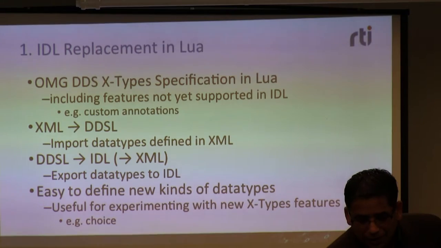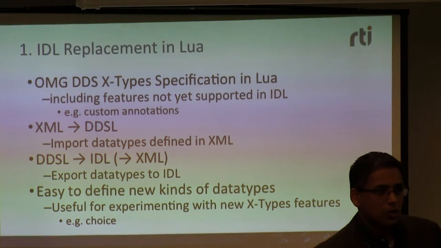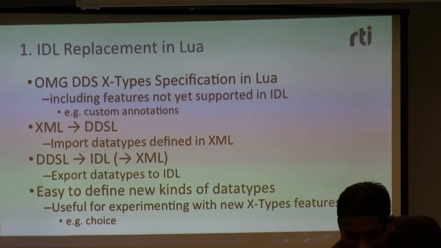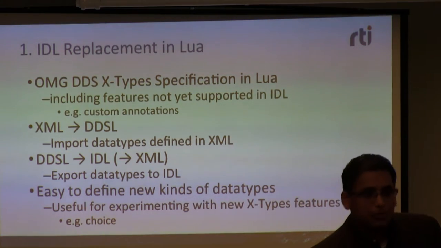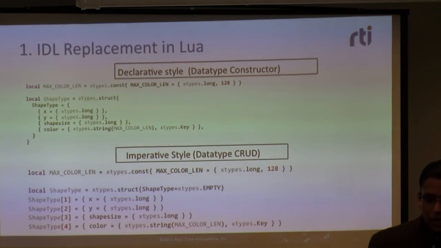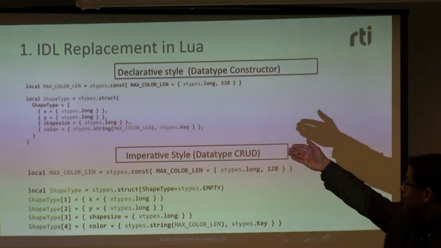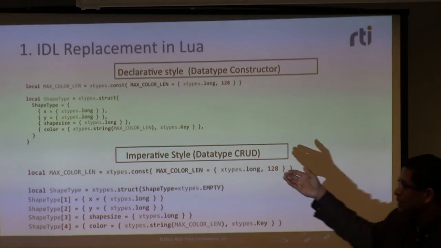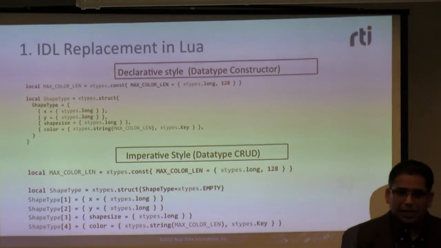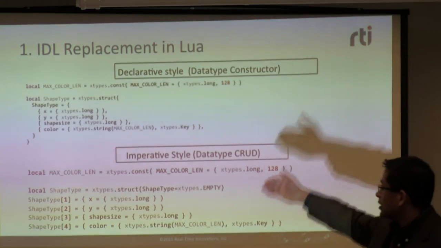And of course, you can easily define new kinds of data types. The core primitives of the underlying DDSL engine can be used to, for example, define a new type of composition if you want. There are two ways of defining data types. What I showed you earlier was this one. I called it a declarative type, essentially. This is the constructor approach.